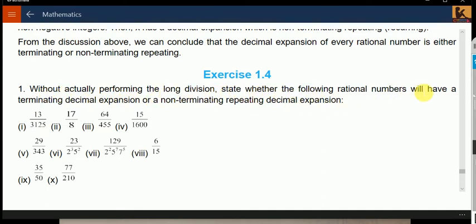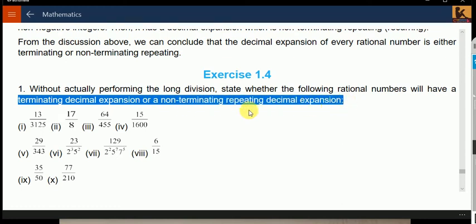State whether the following rational numbers will have a terminating decimal expansion or a non-terminating decimal expansion. What is the condition of terminating decimal expansion and non-terminating? If the denominator has only factors of 2 and 5, you just need to find the factors of the denominator. If it has factors of only 2 and 5, then it will be a terminating decimal expansion. If it has other factors, then it will be a non-terminating decimal expansion. Like in this case it has a factor 8. Only 2 factors are there, therefore it will be a terminating decimal expansion.